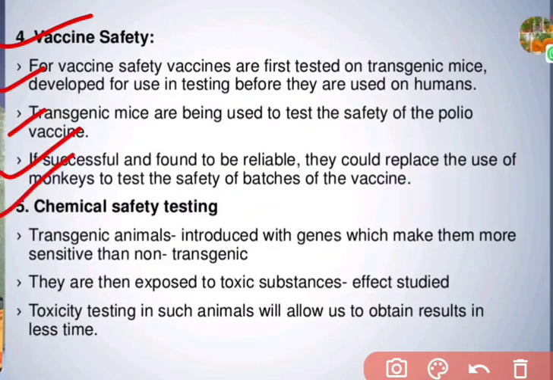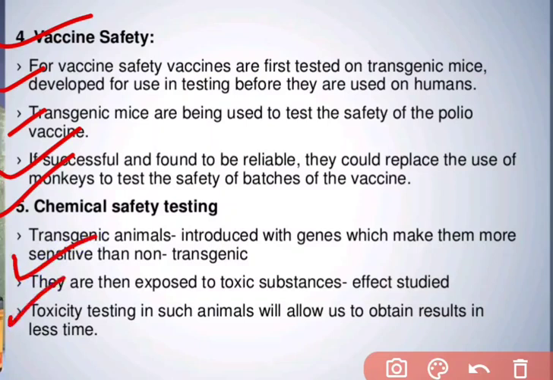Chemical safety testing works the same way. Transgenic animals are introduced with genes which make them more sensitive than non-transgenic animals. First we have to test chemically. They are then exposed to the toxic substance and the effects studied. Toxicity testing with such animals will allow us to obtain results in less time.